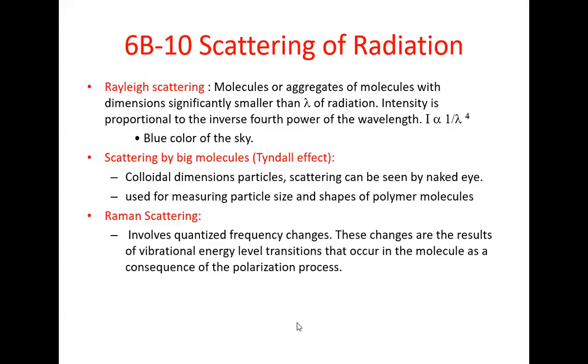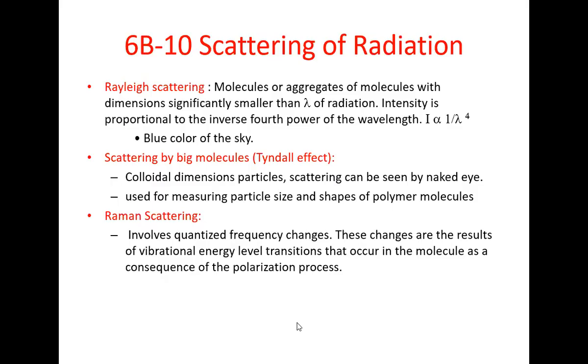Can you see the keyword? I want you to look for the keyword there. Raman scattering, read the sentence and pick out the keyword. Polarization. So when you hear of Raman scattering, the word that comes to mind is polarization. And so it is quantized frequency changes.